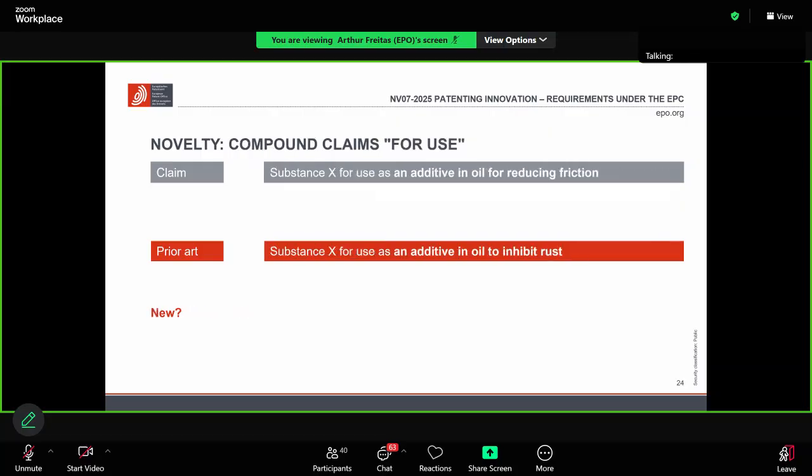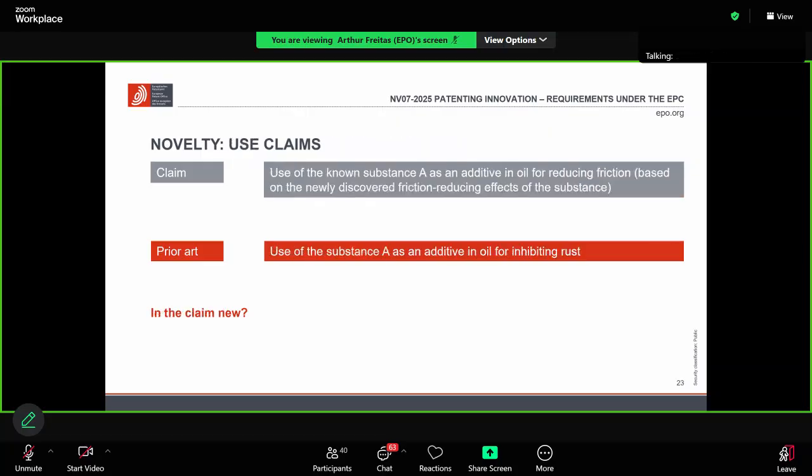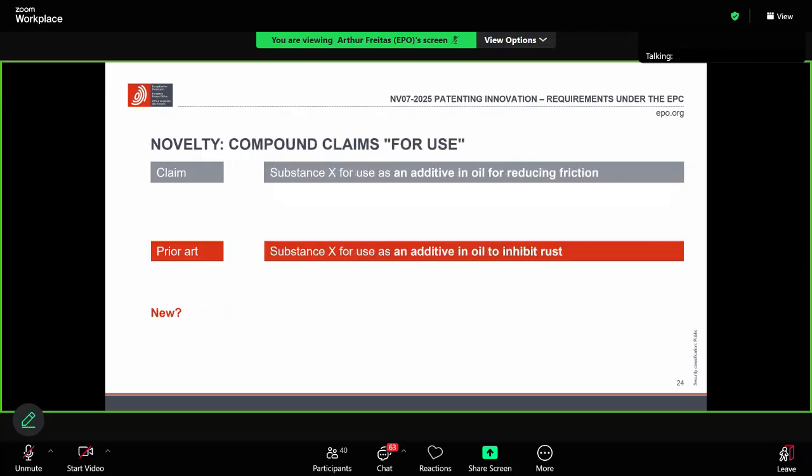Here, we have a use. We're claiming the use, the action. Here we claim the composition. So in here the claim is new. Here the claim is not, because substance is also, we have to read broadly as something that's suitable for.